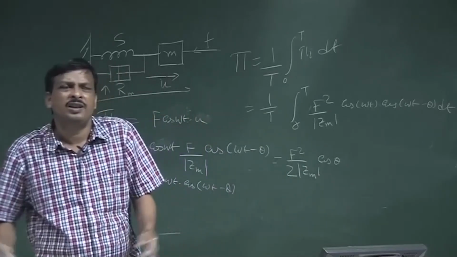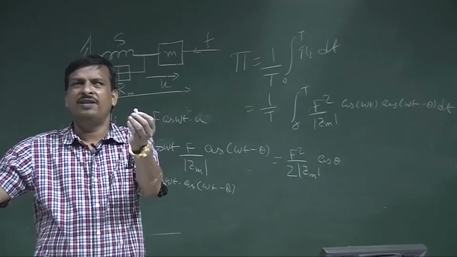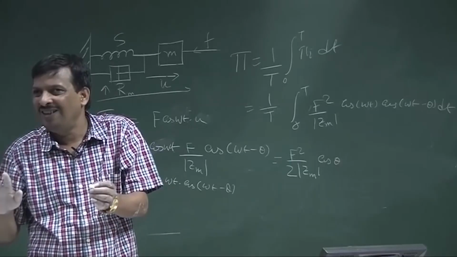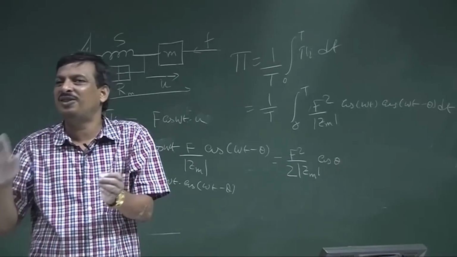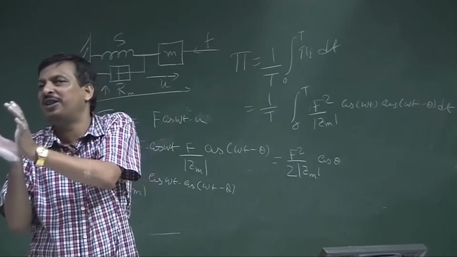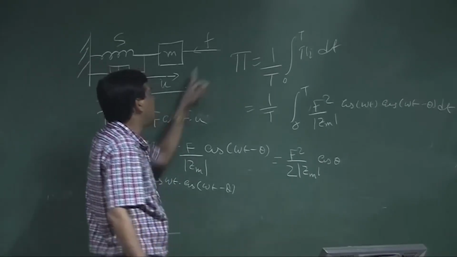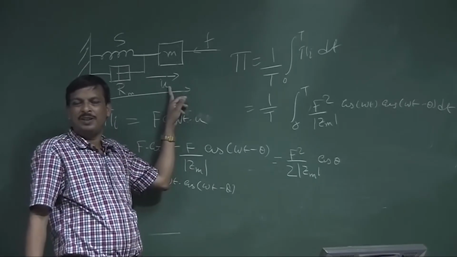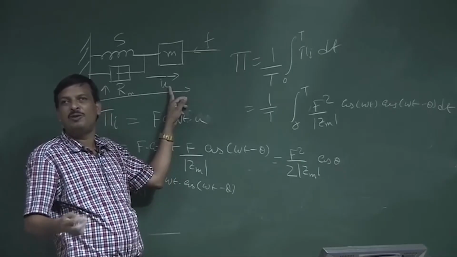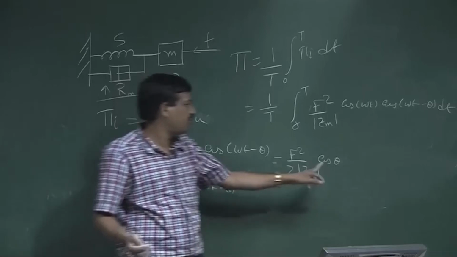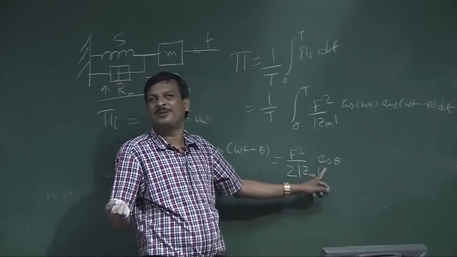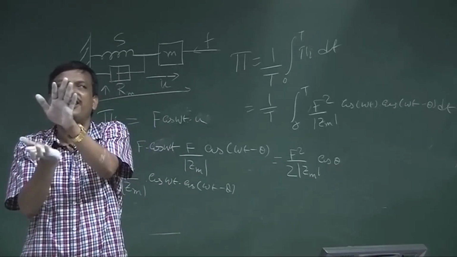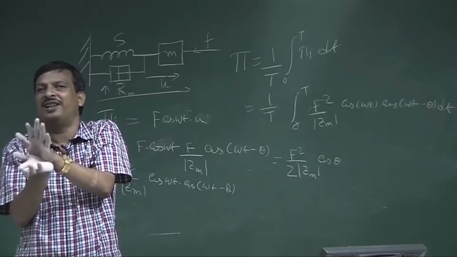Same as, if I apply a voltage and a current, total power is V I cos theta, where cos theta is the power factor, the angle between the voltage and current. Here also, if I apply a force F, power is force multiplied by the velocity, same as V I, F into U into cos theta, where cos theta is like the power factor. So, theta is the angle between the applied force and the velocity. In case of current, theta is the angle between the voltage and current.